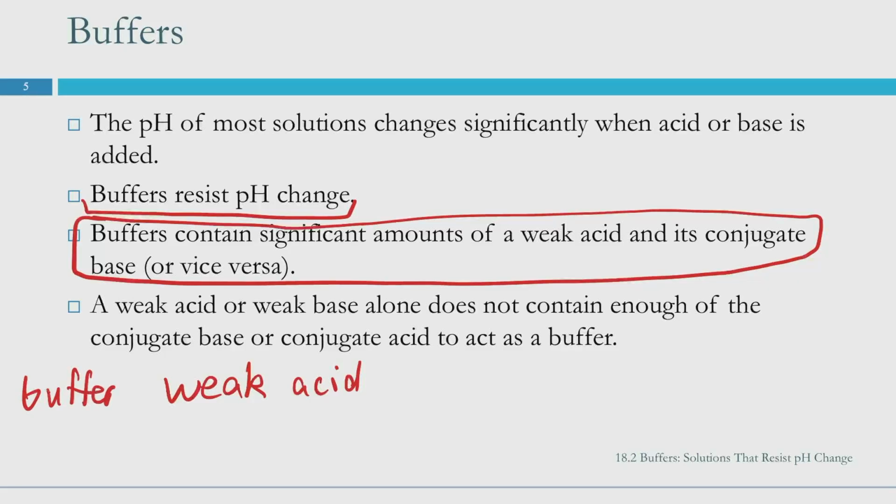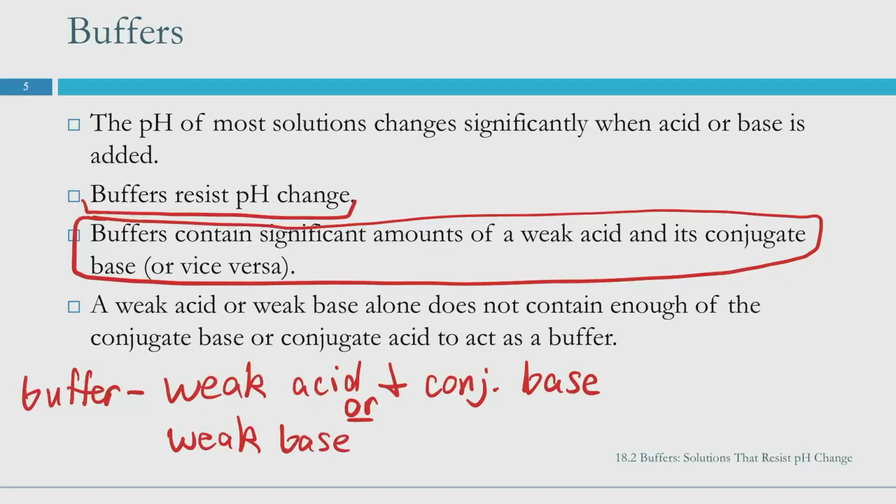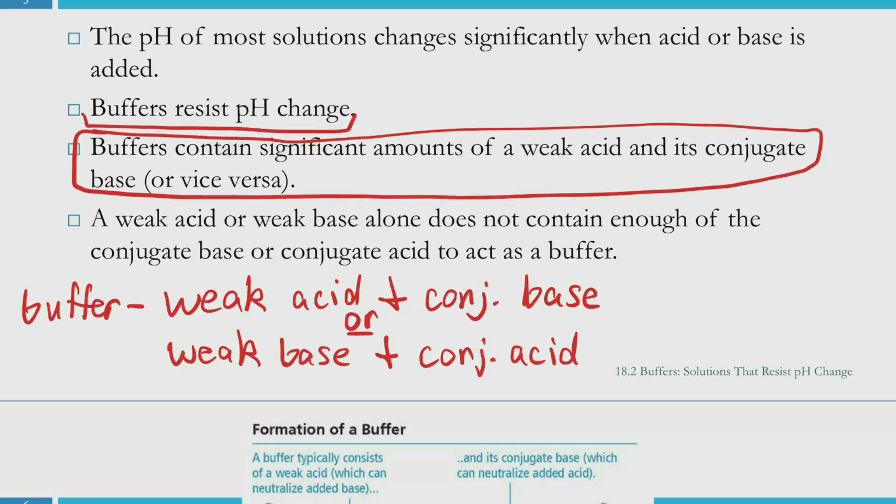So a buffer system has a weak acid and the conjugate base, both sides of the equilibrium equation, or a weak base and a conjugate acid. Those are two options for buffers. Notice that we cannot form a buffer with a strong acid or a strong base. So those are your critical definitions for buffers. You definitely will want to know those.